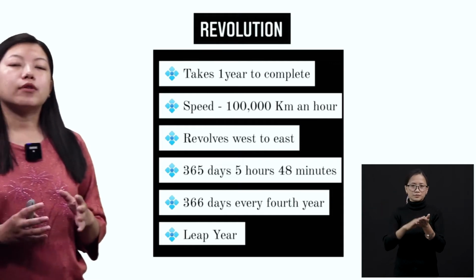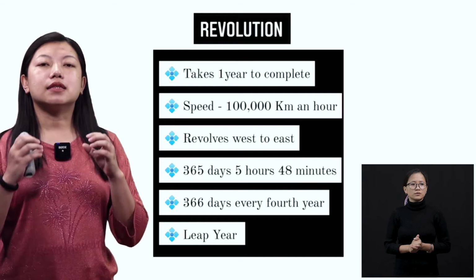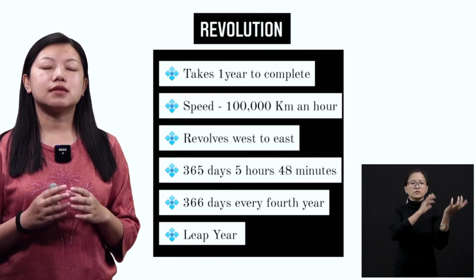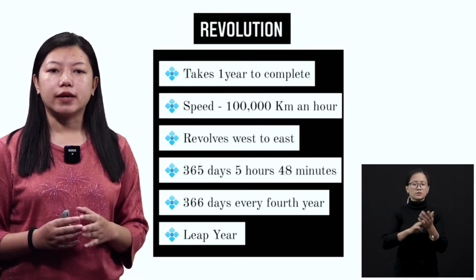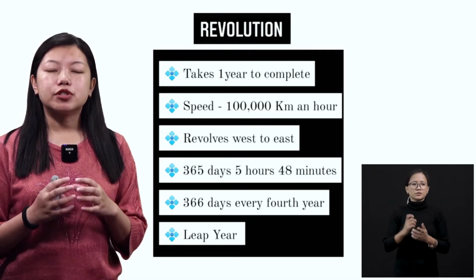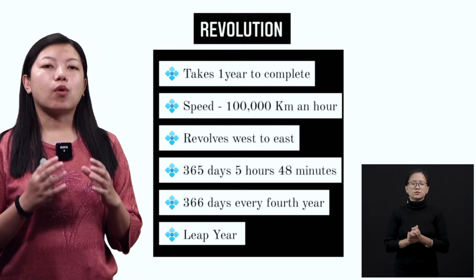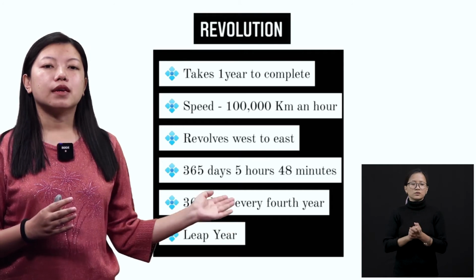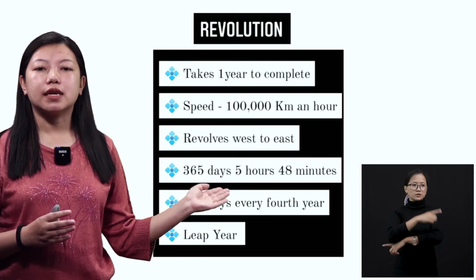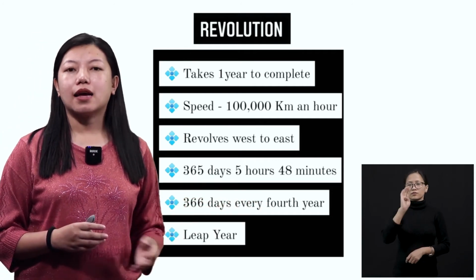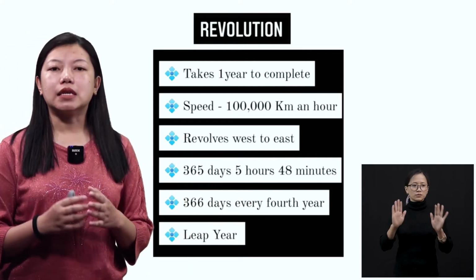So one revolution takes 1 year, all right? And the speed of the earth is 100,000 kilometers in an hour, all right? Then the revolution of the earth is from west to east. And to complete one revolution, it takes 365 days, 5 hours and 45 minutes, okay? And also we have a leap year.